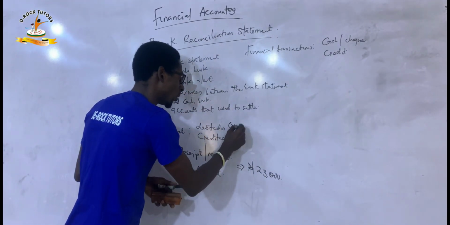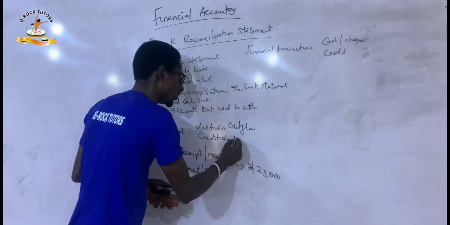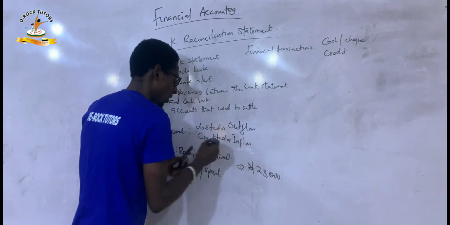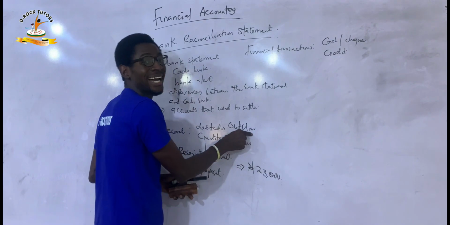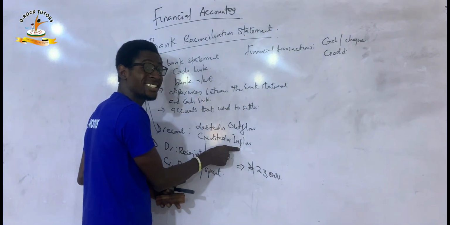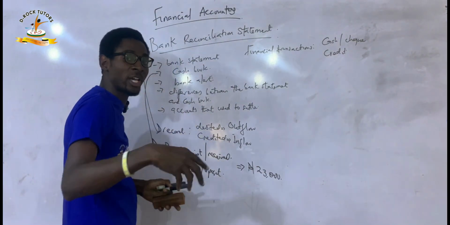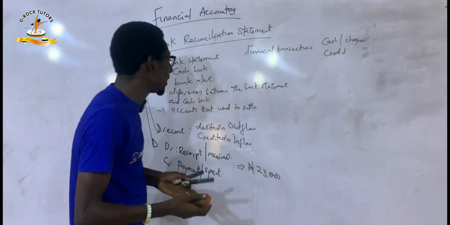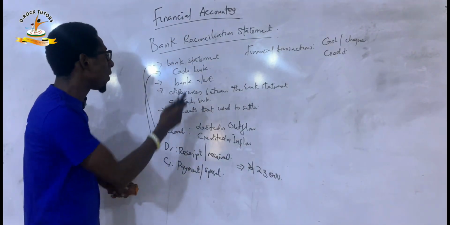This is the outflow of cash. This is the inflow of cash. This is called payment made out of the account. This is called payment made into your account. That's why you used to hear the words credited and debited. Then let's continue. Now, what is the bank alert?